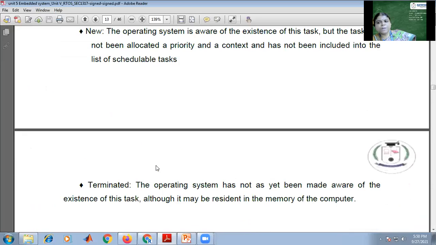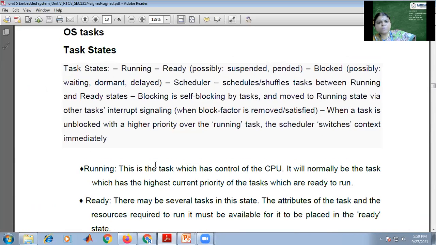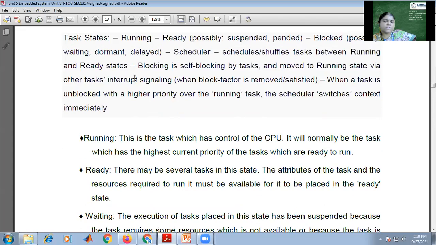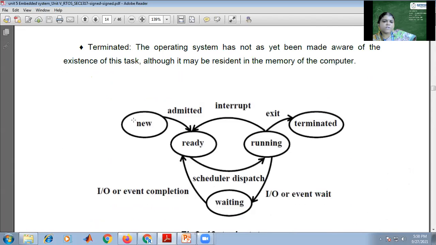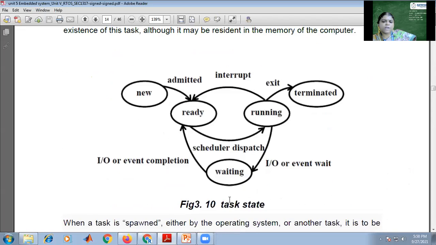So these are the different states. What actually is meant by a state? State corresponds to the current working condition of a particular task. There are different states involved in a task. We can see this diagram which illustrates the task states. So we have the states called new, ready, running, terminate, and wait.